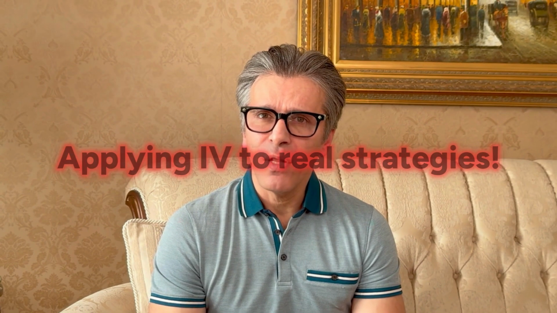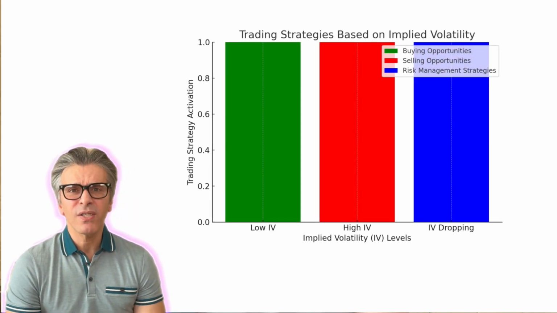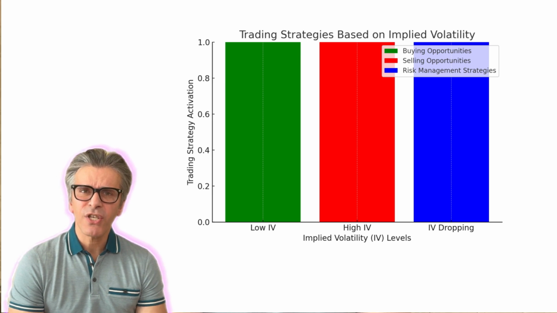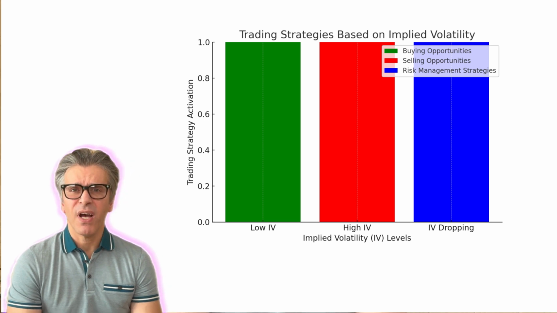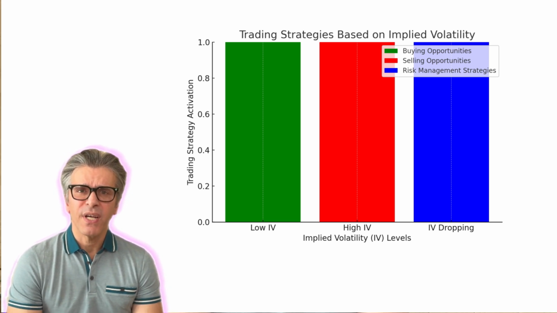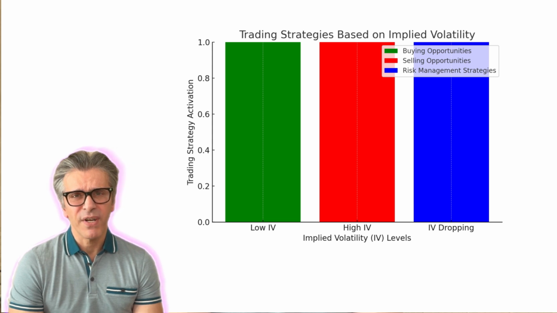Buy options in a low volatility environment. For example, buying Apple calls before a big product launch when IV is low. Sell options in high volatility environments. When IV is high, selling options earns high premiums. For example, selling covered calls on Tesla before earnings, collecting inflated premiums.